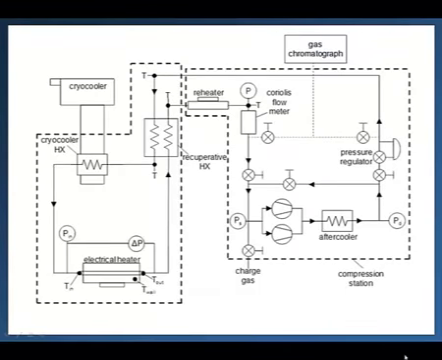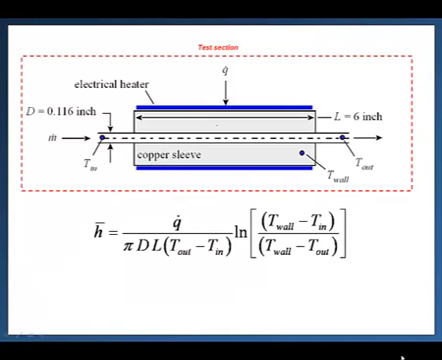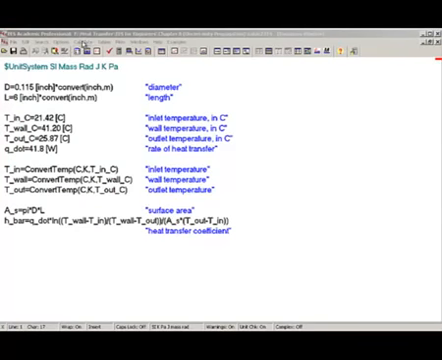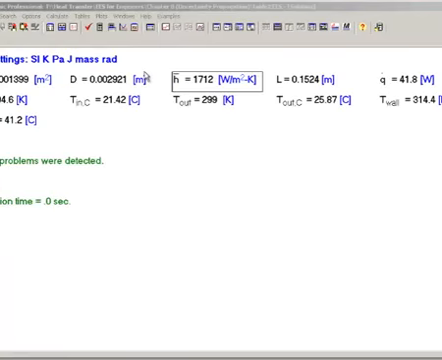A natural use of EES is the reduction of experimental data. For example, this test facility is used to measure the heat transfer coefficient of an internal flow. The applied heat transfer rate and the inlet, exit, and wall temperatures of the test section are all measured, and then the heat transfer coefficient is computed based on these measured quantities that are shown in red here. Of course, EES can be used to compute the heat transfer coefficient itself.